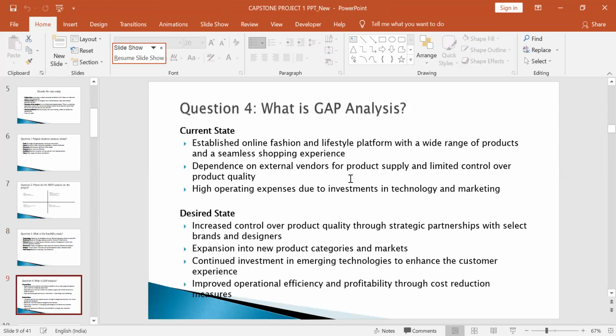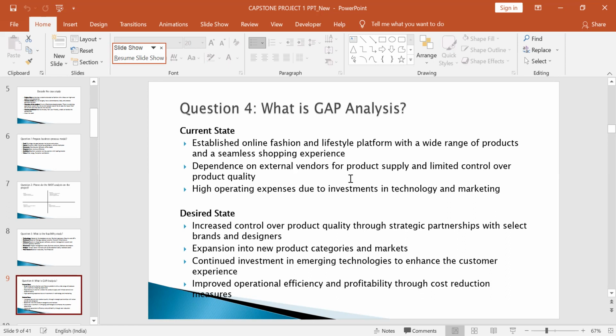So next, what is gap analysis? Gap analysis is nothing but a current state to the desired state. So where you are now and where you want to be in the future. So you have to analyze how to give the gap between the current state and the desired state. You have to analyze the current state and the desired state.